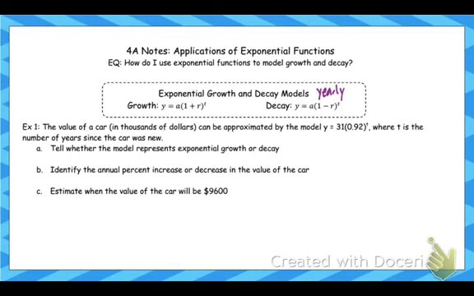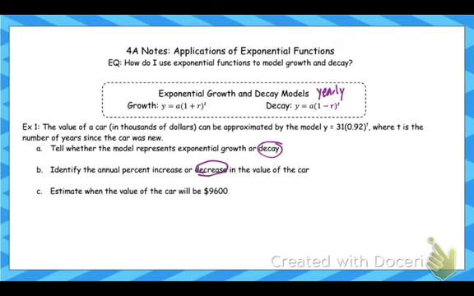All right, so looking at this first one, it says the value of a car in thousands of dollars can be approximated by the model given. It says t is the number of years since the car was new. So the first thing we determine is whether this is showing growth or decay. Well, let's look at our base. Our base is less than 1, so this is showing decay. The next thing wants to know, what is the annual percent increase or decrease? Well, it's decay, so it's going to be decrease. So that percentage, remember, it's the r in the 1 minus r equation.